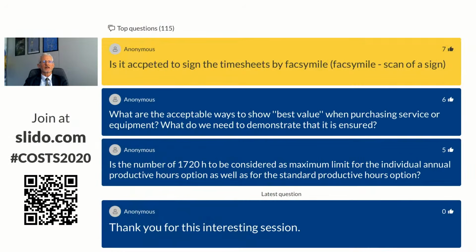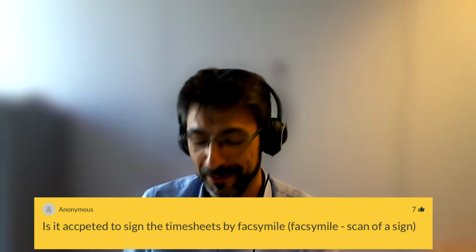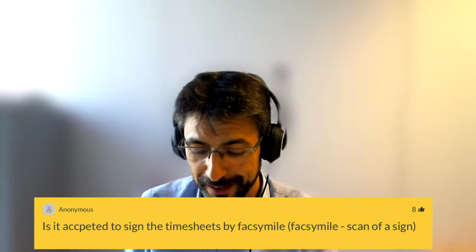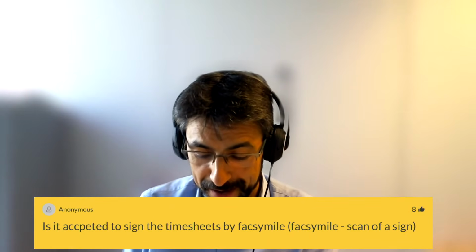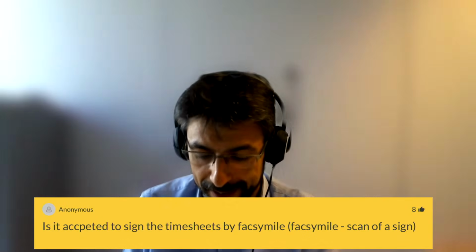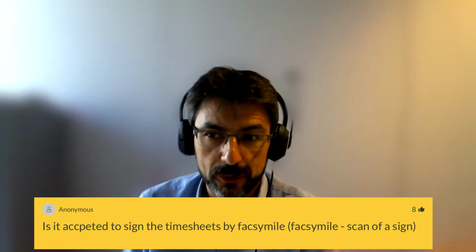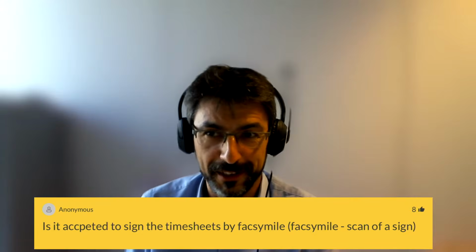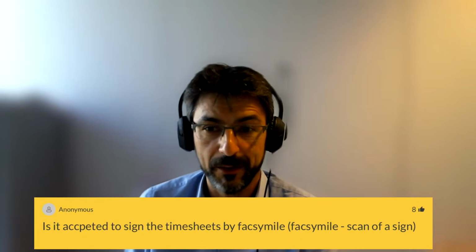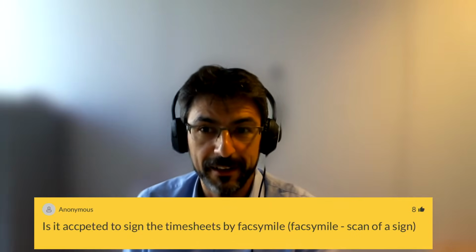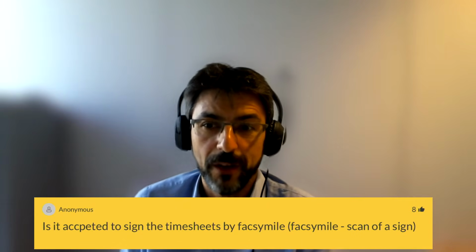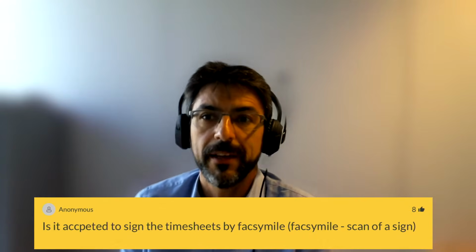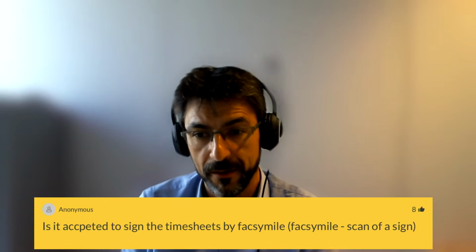Is it accepted to sign the timesheets by facsimile, scan of a signature? Sorin will complement me later if you want for the practical part. But look, we expect either blue ink signatures, or if you have an electronic time recording system, then electronic signatures. But the scan, if it goes through the computer, is not an electronic signature. So it doesn't provide any reliability. I could have a scan of Peter's signature and start signing checks on his behalf. Any one of you, I think, can understand that this is not something that provides any assurance on the reliability of the time records.